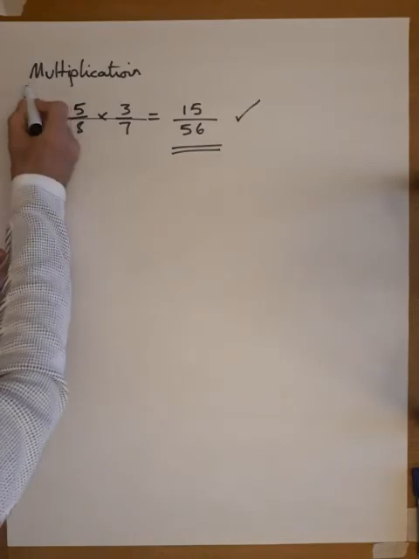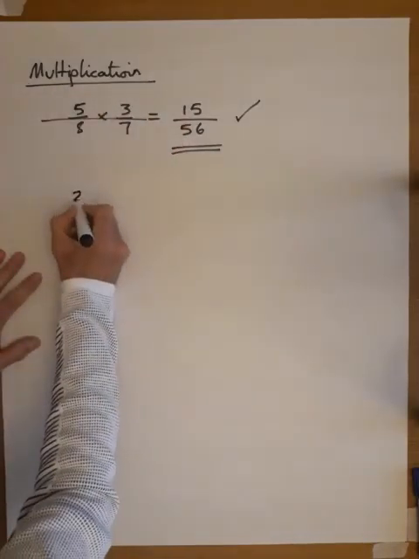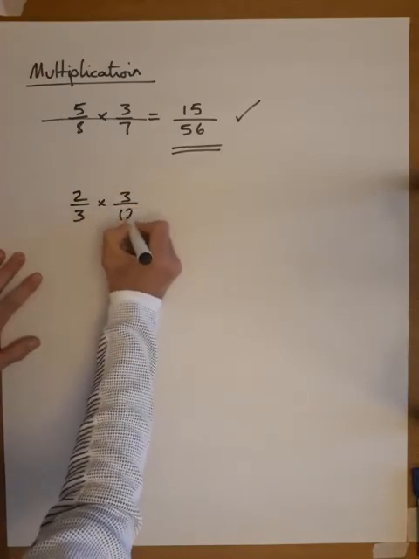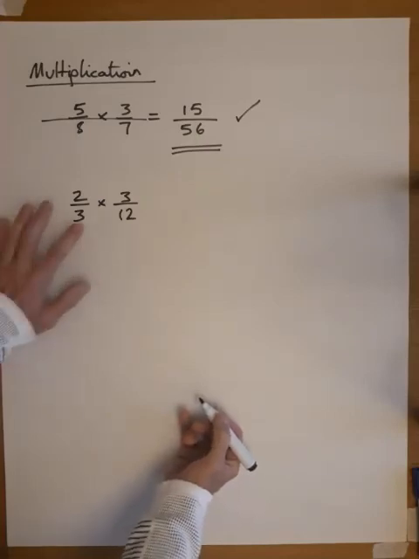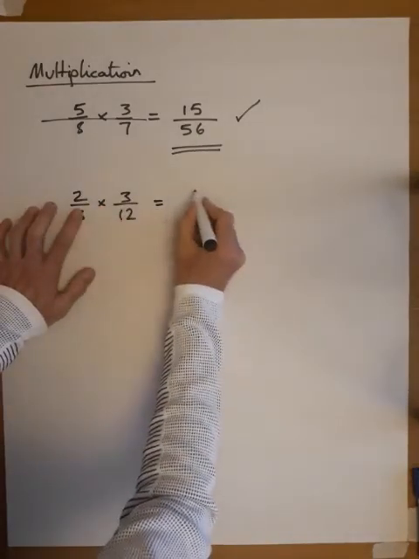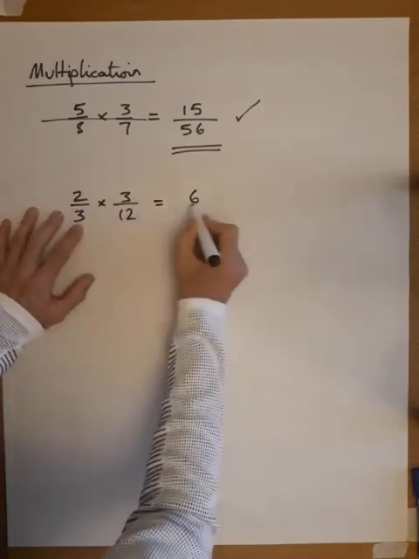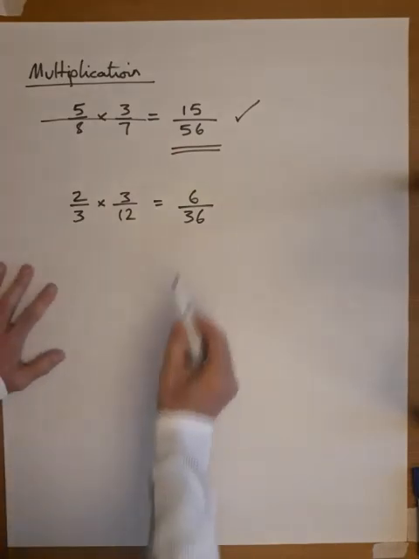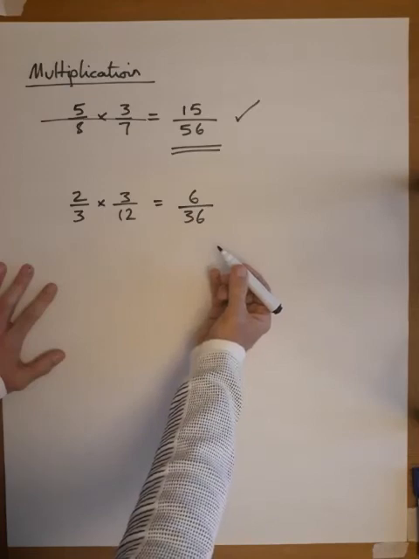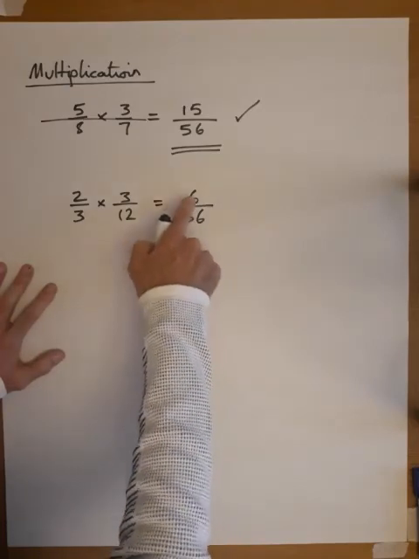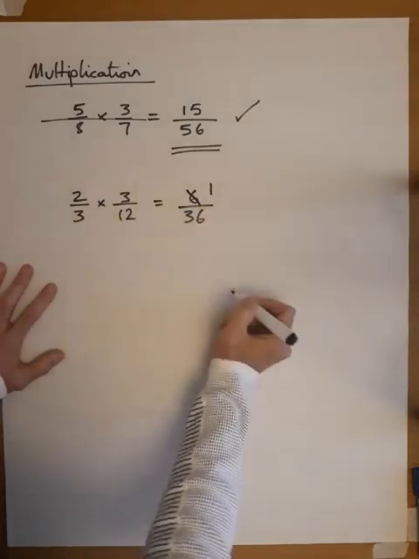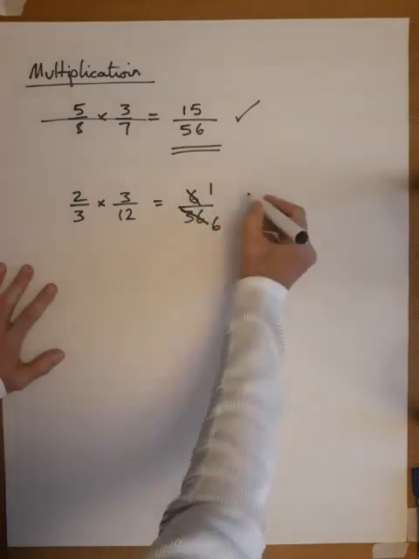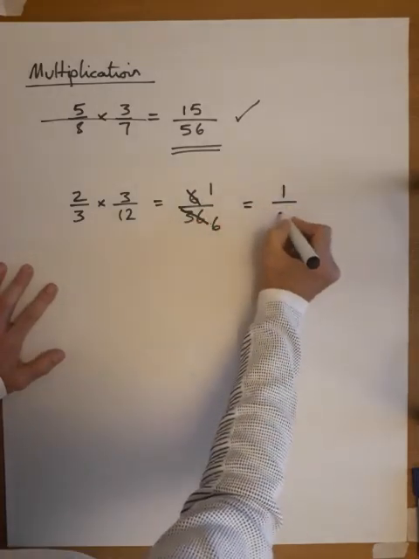Let me show you a different one for multiplication. Let's take 2/3 times 3/12. If we multiply this through, 2 times 3 is 6. 3 times 12 is 36. At this point, there is a number that will divide into both of those, and it is 6. So we would take the top and say 6 into 6 goes once. 6 into 36 goes 6 times. And we still have a top and a bottom, so the answer is 1 over 6.